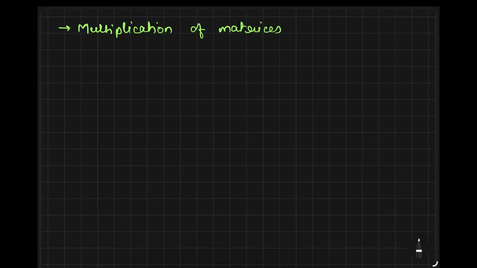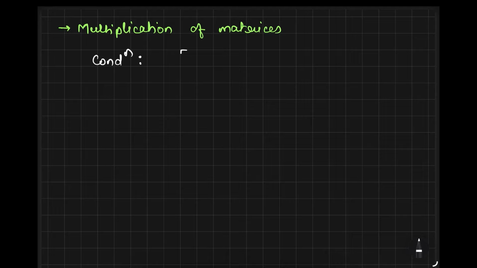So, we have a wholesome new session in which we will understand how to multiply matrices. First, try to understand the condition: under what condition can we multiply two matrices?